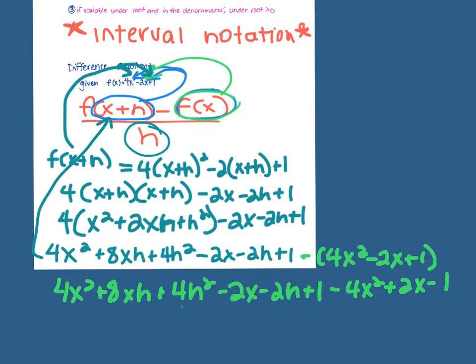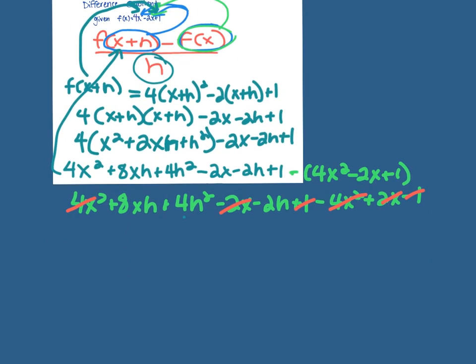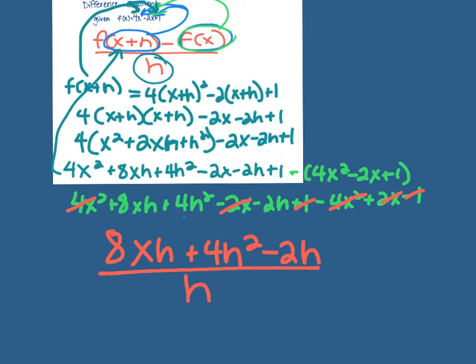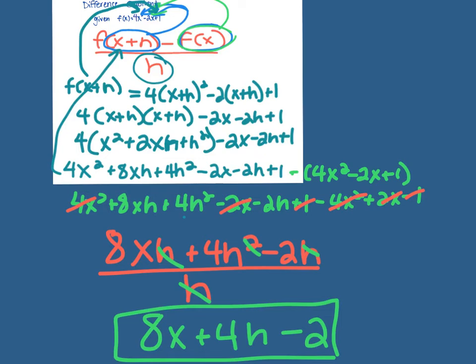So from here, I've got a positive 4x squared and a negative 4x squared, a negative 2x and a positive 2x, and a positive 1 and a negative 1. So what's left is 8xh plus 4h squared minus 2h, and put it all over h. And then there's an h on each term, so I get 8x plus 4h minus 2. And that's the difference quotient.